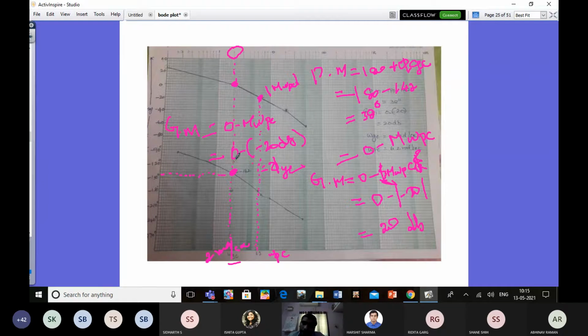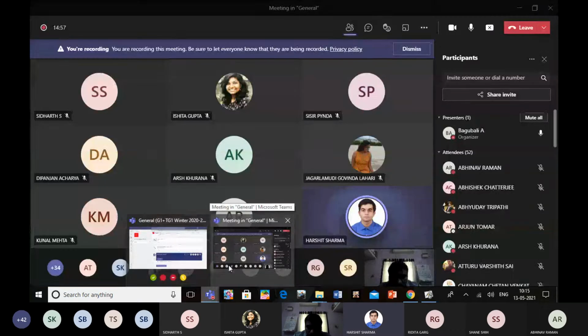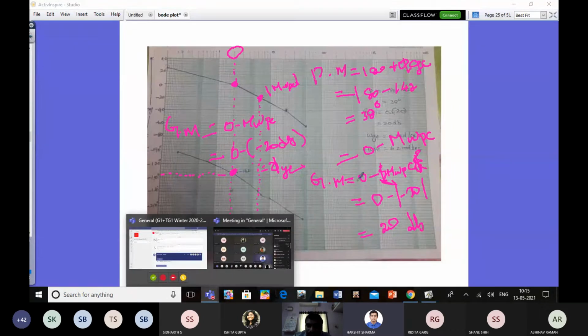What is the answer then? Plus 20 dB, dear. That's all. Is it clear, Arshit? Yes, the symbol created a bit of confusion. Yeah, that's what I have already written here. M. So you are having doubt in that. Suppose if you put that magnitude symbol, it may come into plus. That's why you are thinking, correct?